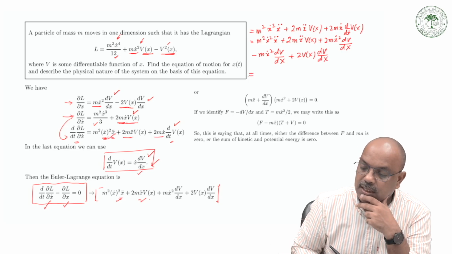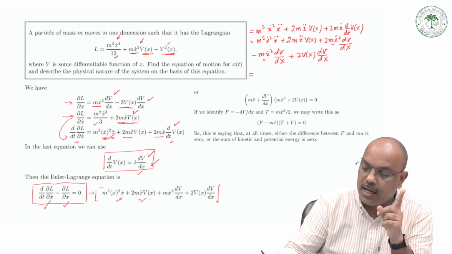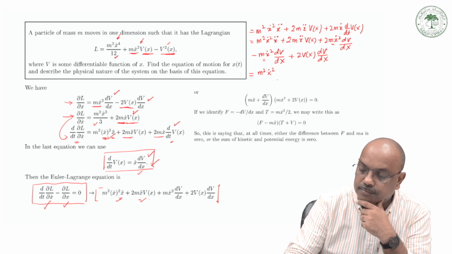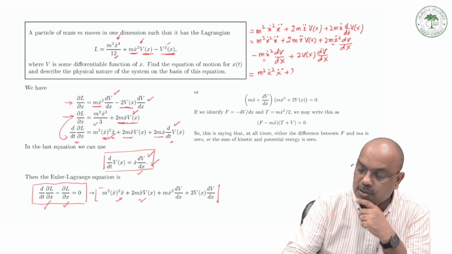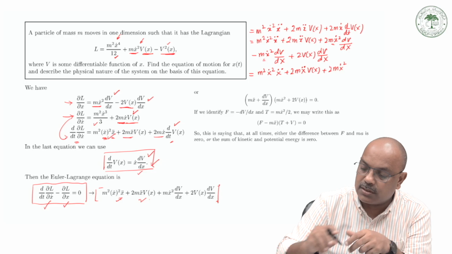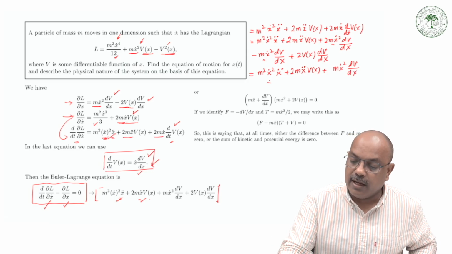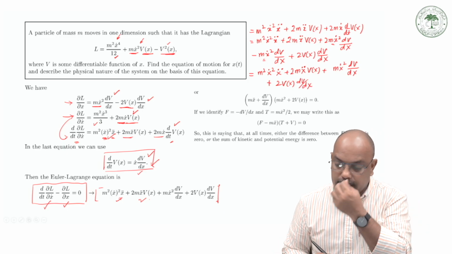So what you're going to get is twice m x dot square minus this is going to be 1, so you have m² x dot square and x double dot, and then you have plus twice m x double dot V(x), and then you're going to have twice m x dot square, because 2 minus 1 you're going to get 1, this is dV/dx. Okay, and then you have twice V(x) dV/dx. So you have 4 terms.